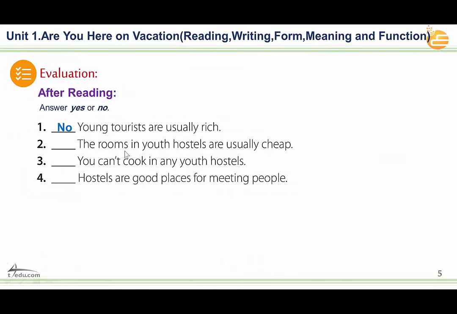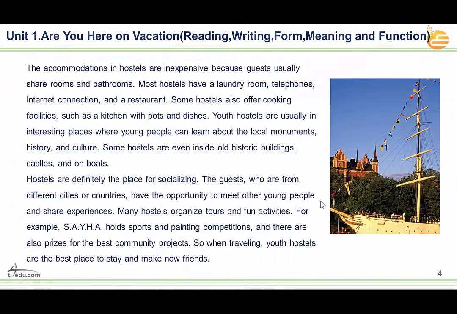Number two, the rooms in youth hostels are usually cheap. They are usually cheap. What do you think? Do you want me to go back to check? Take a look. What do you think?